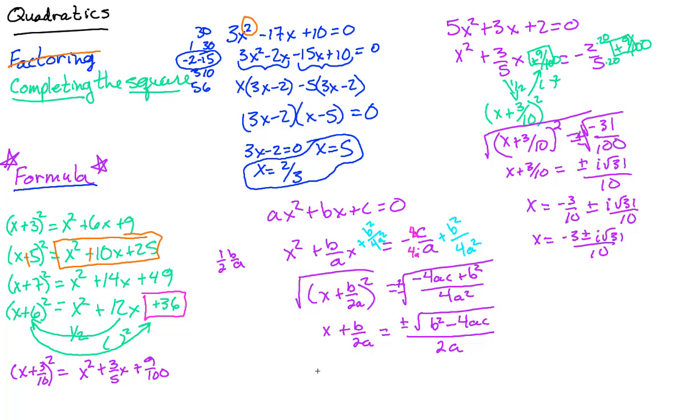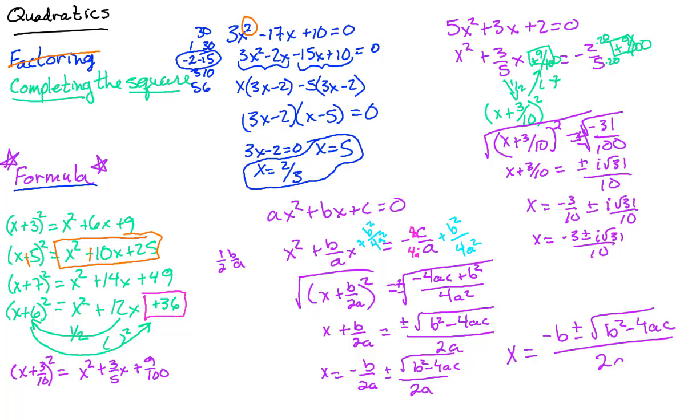If we subtract that over, giving us x equals negative b over 2a plus or minus the square root of b squared minus 4ac over 2a. We can put them together into the same fraction to get, dun-dun, sing it, x equals negative b plus or minus square root of b squared minus 4ac all over 2a.